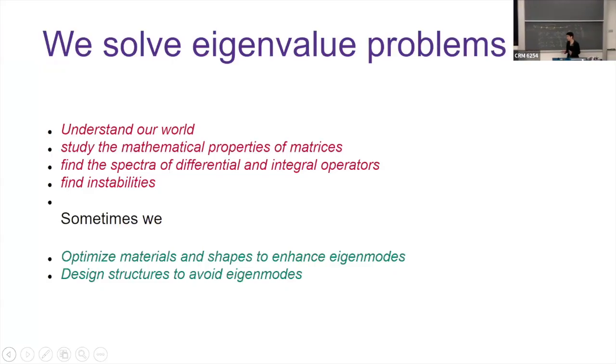So arguably, we solve eigenvalue problems to understand our world. We do this all the time. We study their mathematical properties. We study the spectra, the collections of eigenvalues for differential and integral operators. We use them to find instabilities because we don't like the instabilities when we're designing fusion reactors. Sometimes we optimize things so that we enhance eigenvalues, and sometimes we design structures to avoid them.